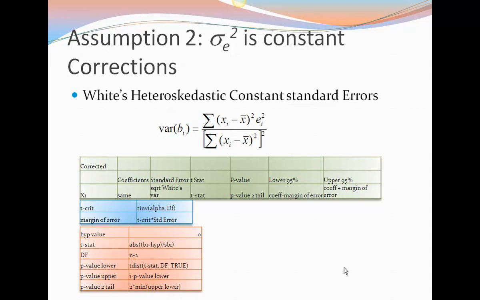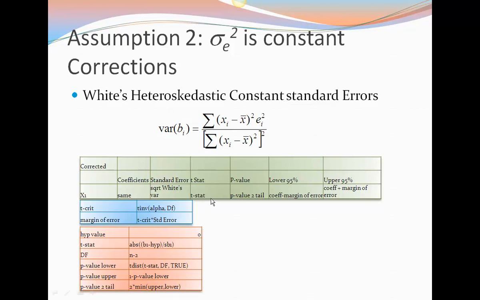So your coefficients would be the same. The standard error is the square root of White's variance. This is White's variance. So the sum of each of the individual x observations minus its mean, squared, times that quantity times the residual squared. That's going to be the numerator, and the denominator is the same as that numerator, but then squared again without the addition of those residuals. So I have an example showing you how to perform that in SPSS.